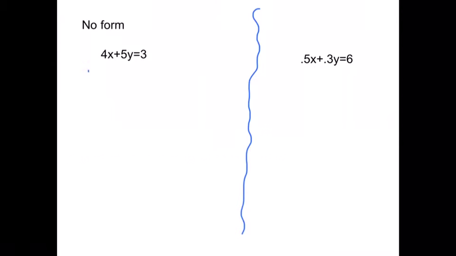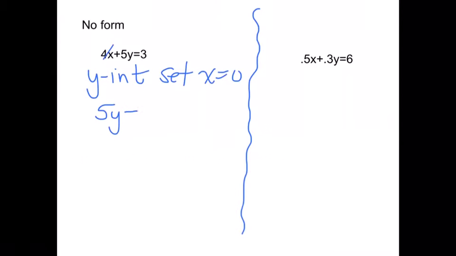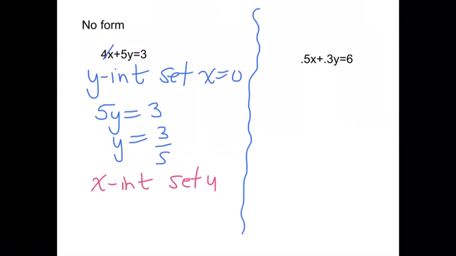So if I say for the y-intercept, set x equal to 0, in this case it's pretty straightforward. That goes away. So 5y equals 3. So the y-intercept would be 3/5. And if I say find the x-intercept, I set y equal to 0. In this case, that one would have disappeared. So I get 4x equals 3 and x equals 3/4.